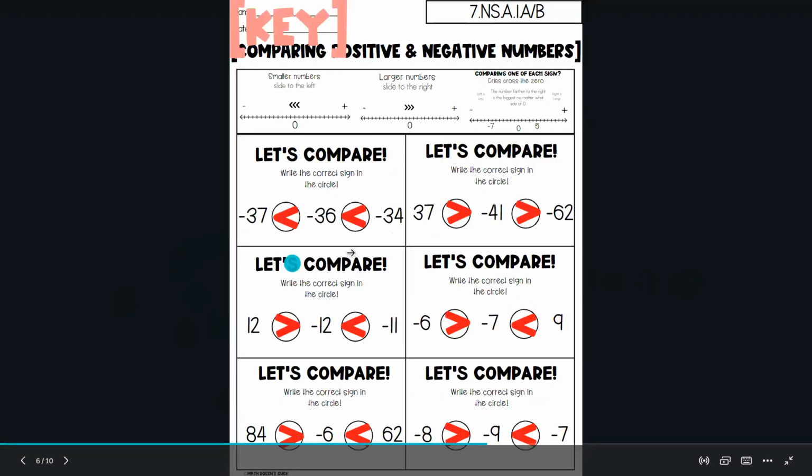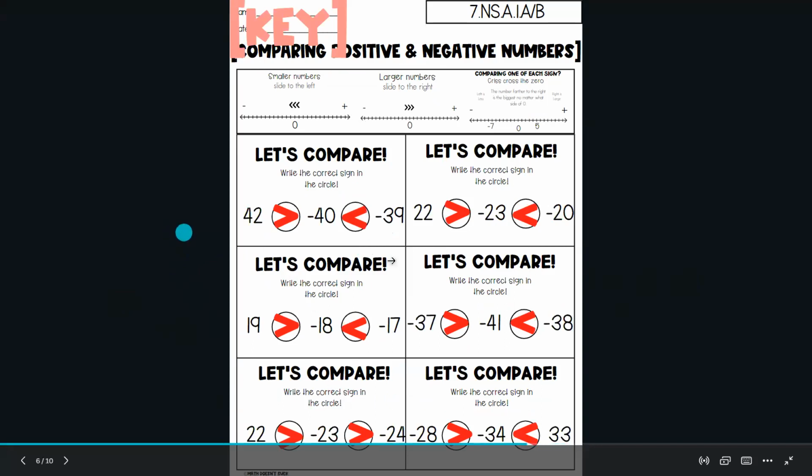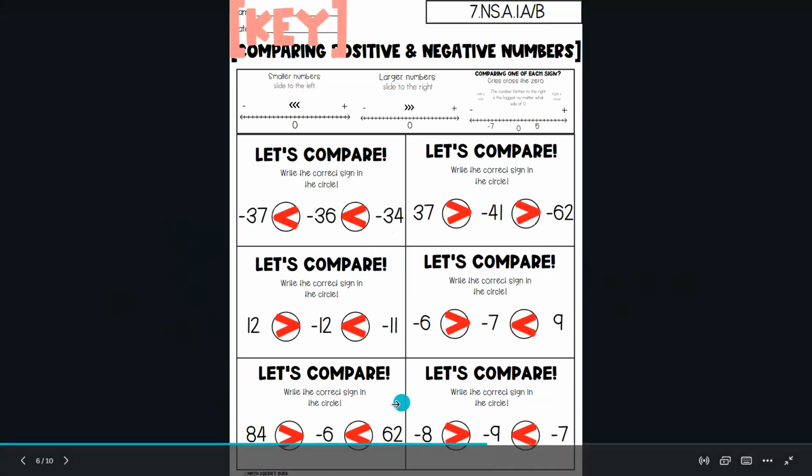Down the bottom here, we have 84, -6, and 62. 84 is greater than -6 is less than 62. And then the last set, -8 is greater than -9 is less than -7.